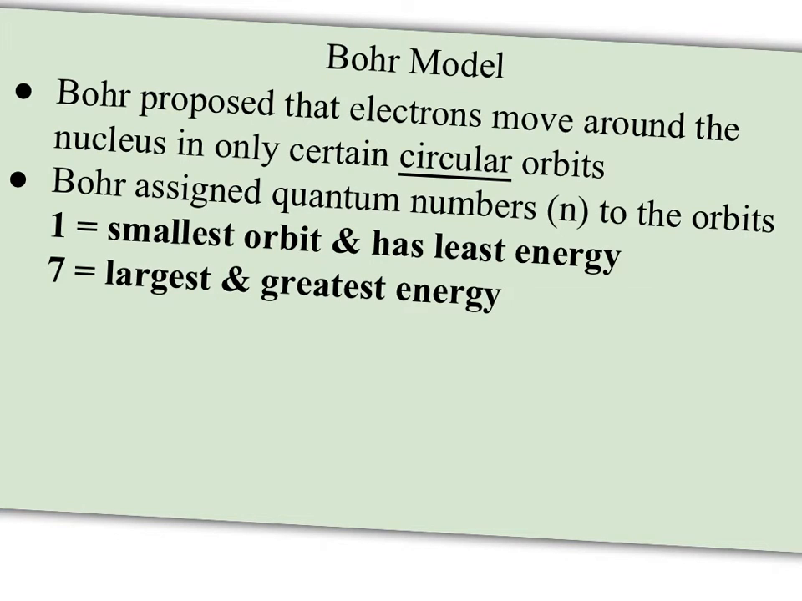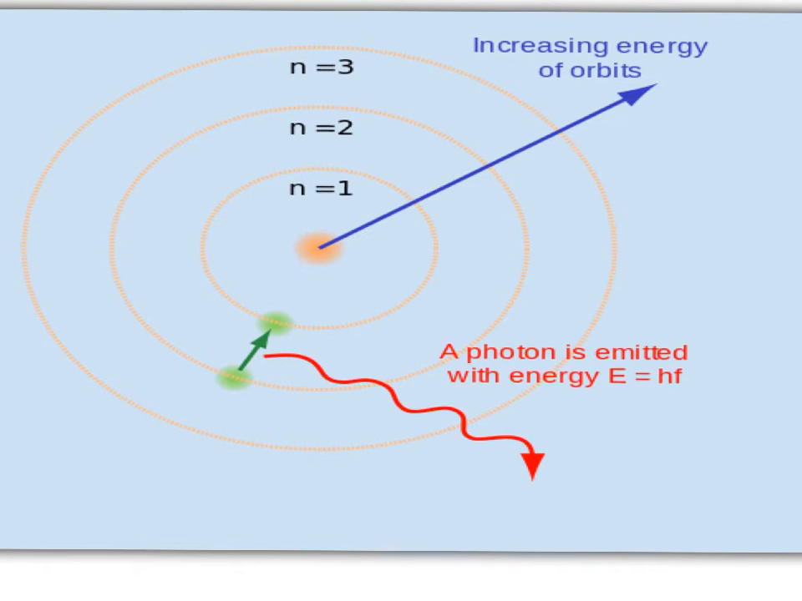So Bohr proposed that electrons move around the nucleus in only certain circular orbits. He thought they moved in these predictable circular or elliptical orbits, and he assigned quantum numbers to the orbits. And he said 1 was the smallest, closest to the nucleus, had the least amount of energy, and 7 was the largest and required the greatest amount of energy. And this is what scientists currently think these energy levels look like. They think they're concentric circles around the nucleus that get larger and larger, the nucleus being the orange here. And so you can see as you move further out, the energy level gets bigger, requires more energy.